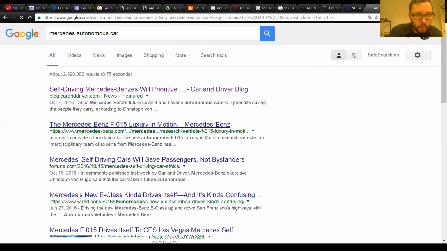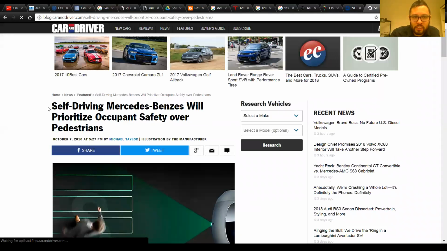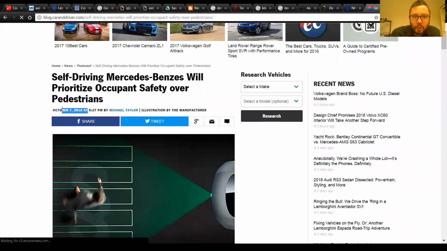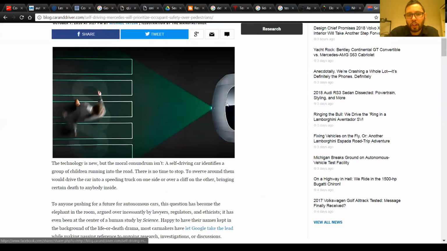So Mercedes-Benz has these self-driving vehicles that they're starting to put on the road, and they made an announcement earlier last month, they made the announcement that their self-driving platform will prioritize the safety of passengers in the car over pedestrians that it might run into. So if the car is about to hit someone, and if it were to swerve in either direction, then maybe it would hit another car, and that would kill the passengers.